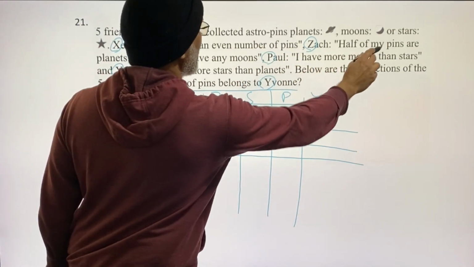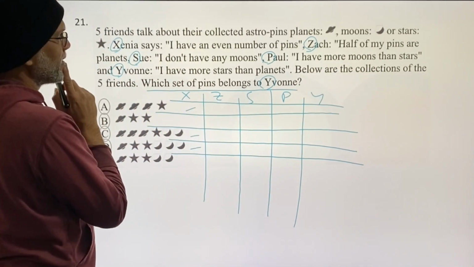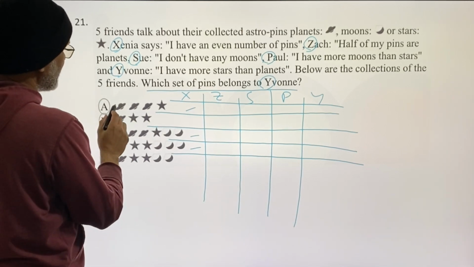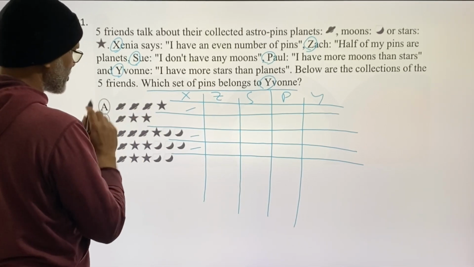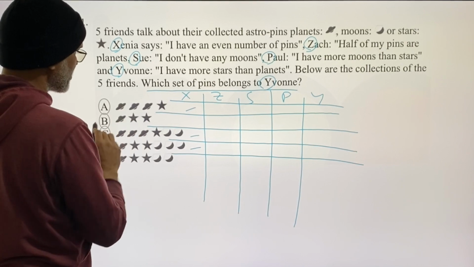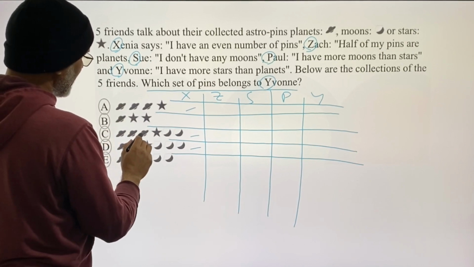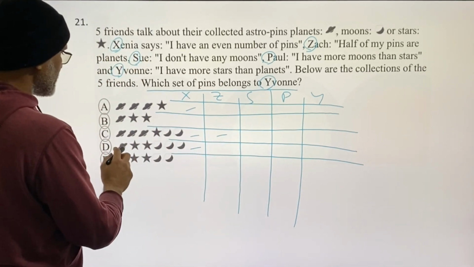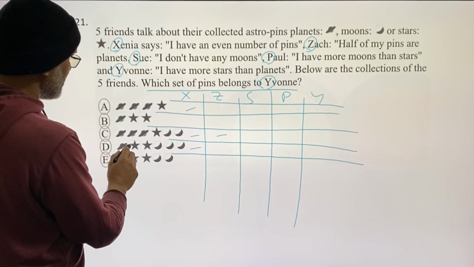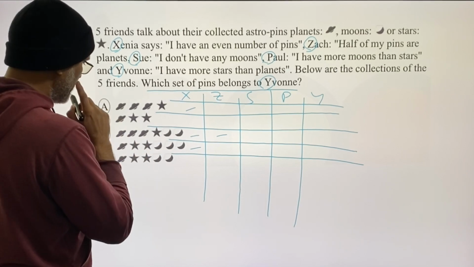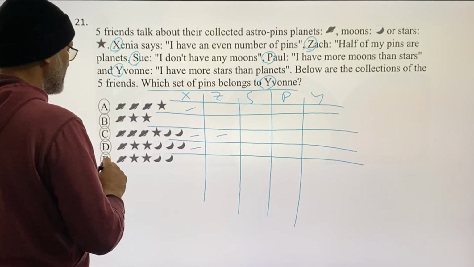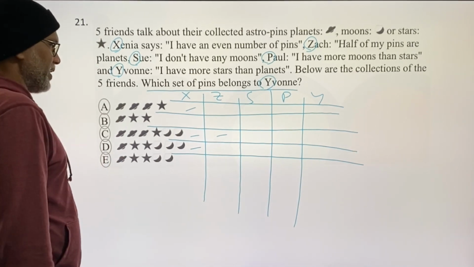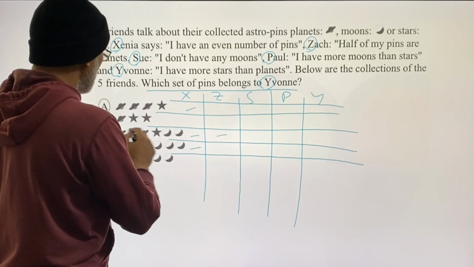Z says half of my pins are planets. Here there are 3 planets, 1 star, so that's not possible. 1 planet, 2 stars, not possible. 3 are planets, 3 are non-planets, so this can be Z. Here there is only 1 planet, but 1, 2, 3, 4, 5 moons, so that's not possible. Here only 1 planet and 4 different, so that is also not possible. So for Z, the only option is C.